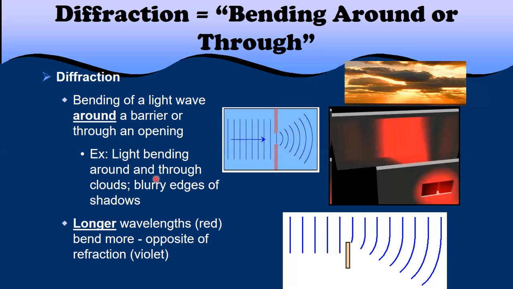Okay. Now, longer wavelengths, like red, bend more, which is the opposite of refraction, where violet bends more. The color red actually bends more than the color violet, because violet has really short wavelengths, but red has long wavelengths, so it's able to bend a lot more.